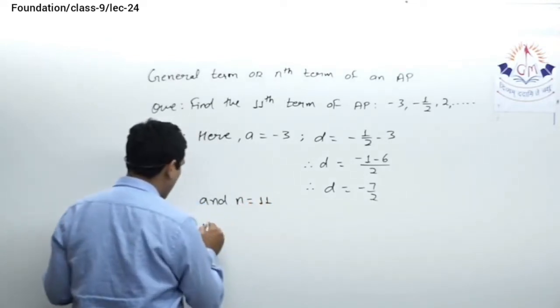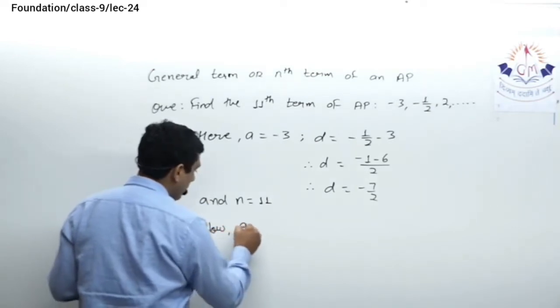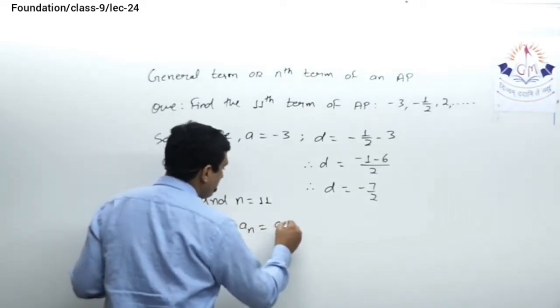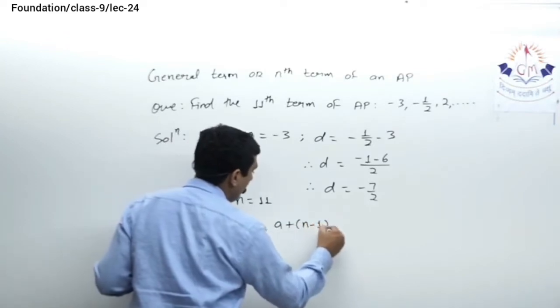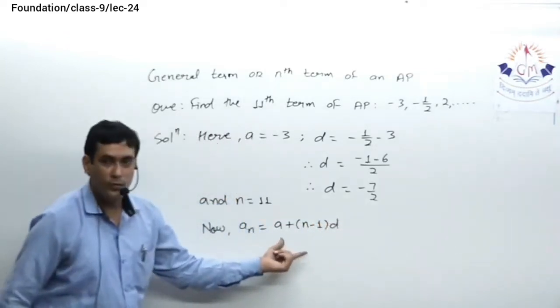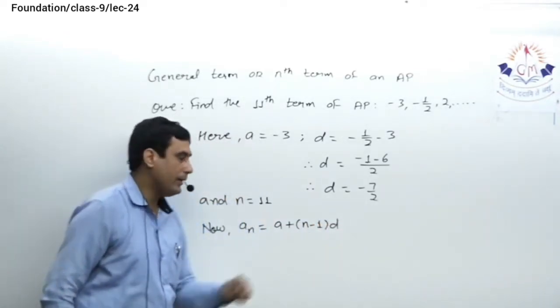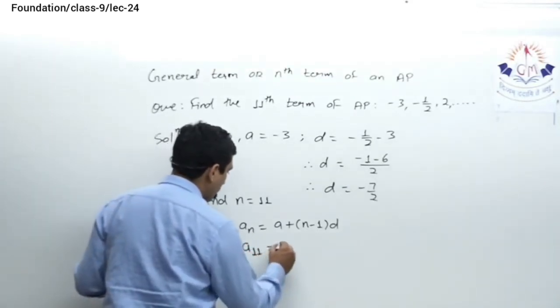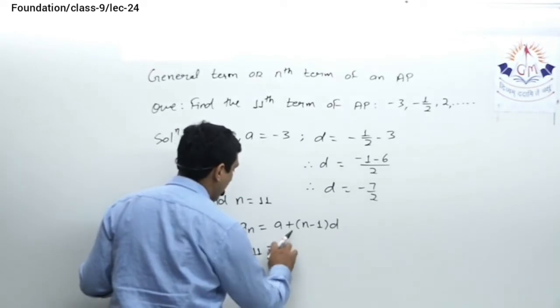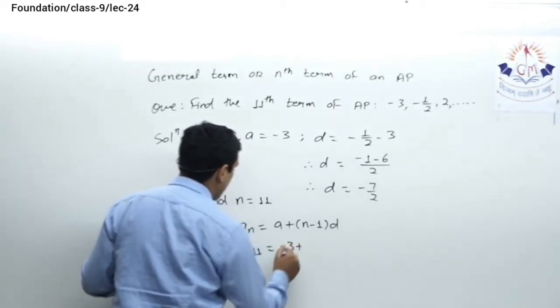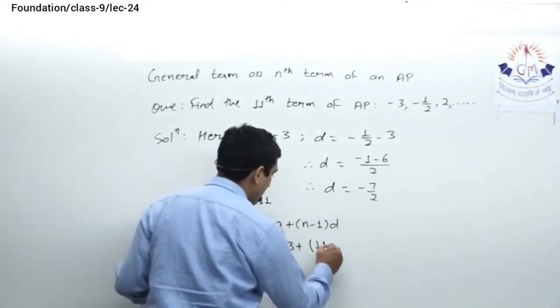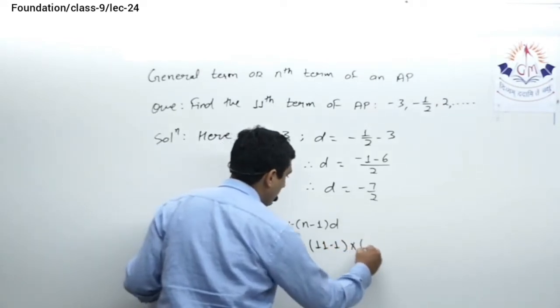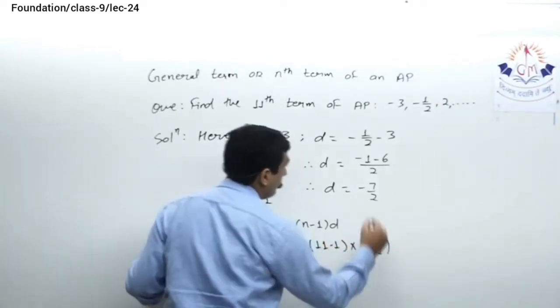Now simply I will apply the formula. An is equal to a plus n minus 1 into d. This is the formula to find the nth term. So a11 is equal to a, that is minus 3, plus n, that is 11, minus 1, into d, that is minus 7 by 2.